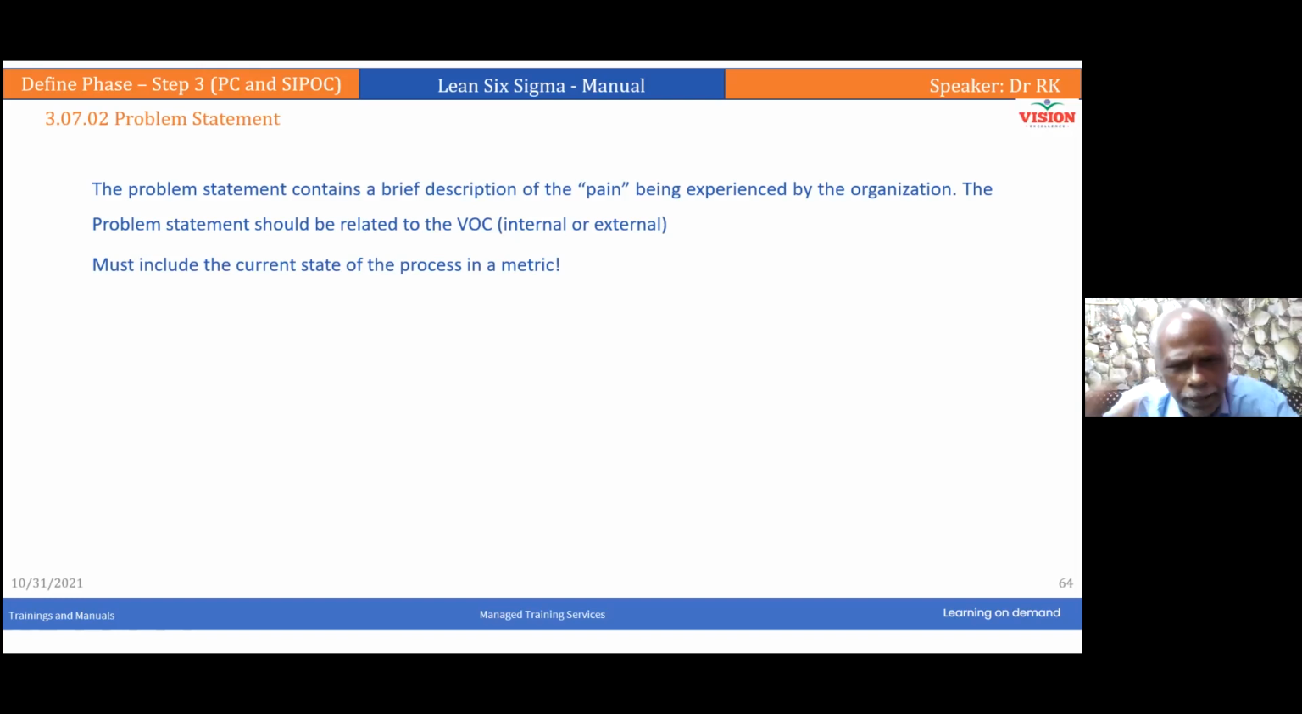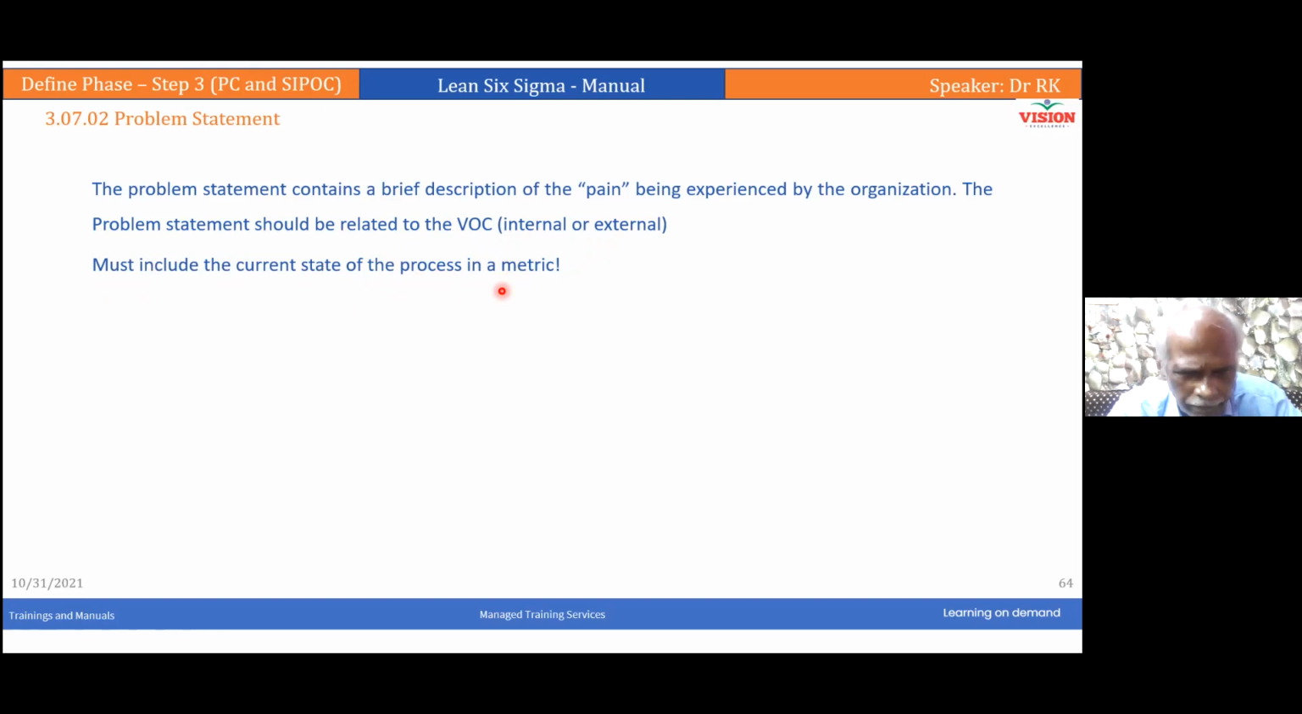And that is why I say it's split into different projects, different problems. Each problem will have a separate project charter. And the problem statement should be related to BOC, right? Customer, you can say either business or customer, internal customer. It must include the current state of the process in a metric. Metric is important. Now, what is the philosophy? What cannot be measured cannot be improved, right?